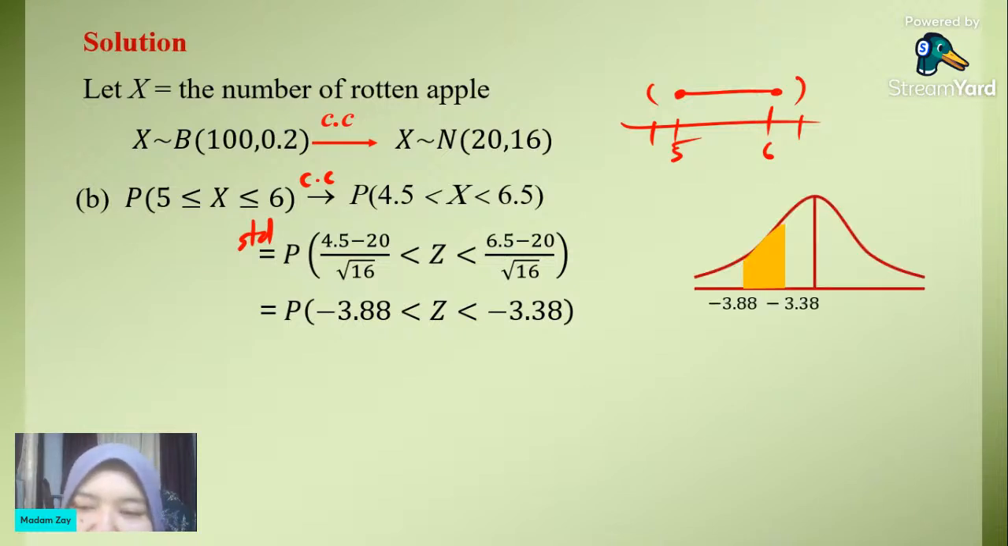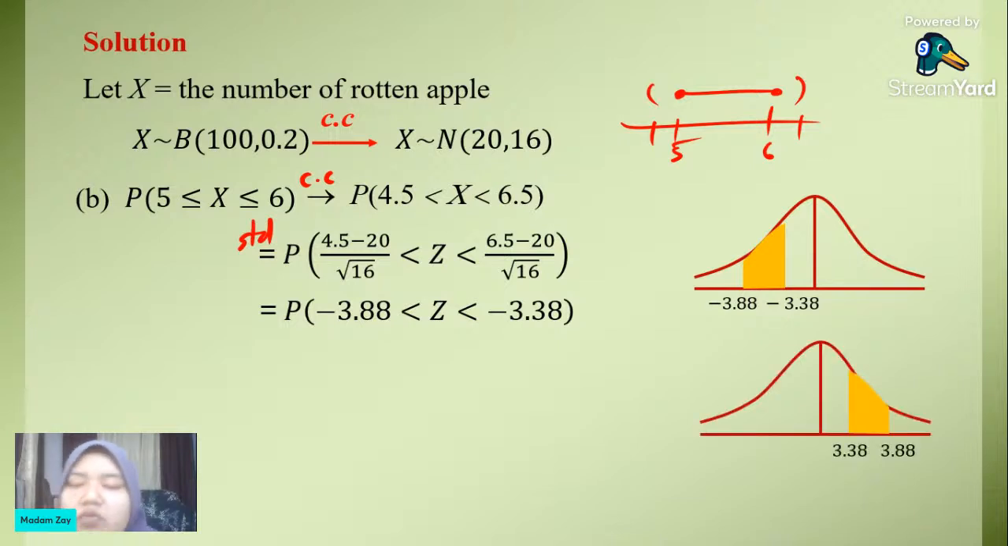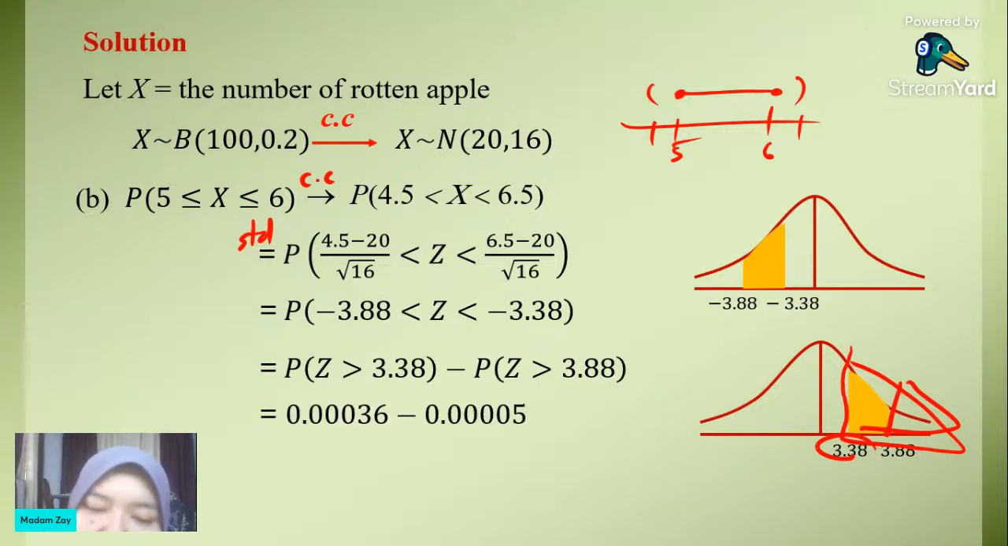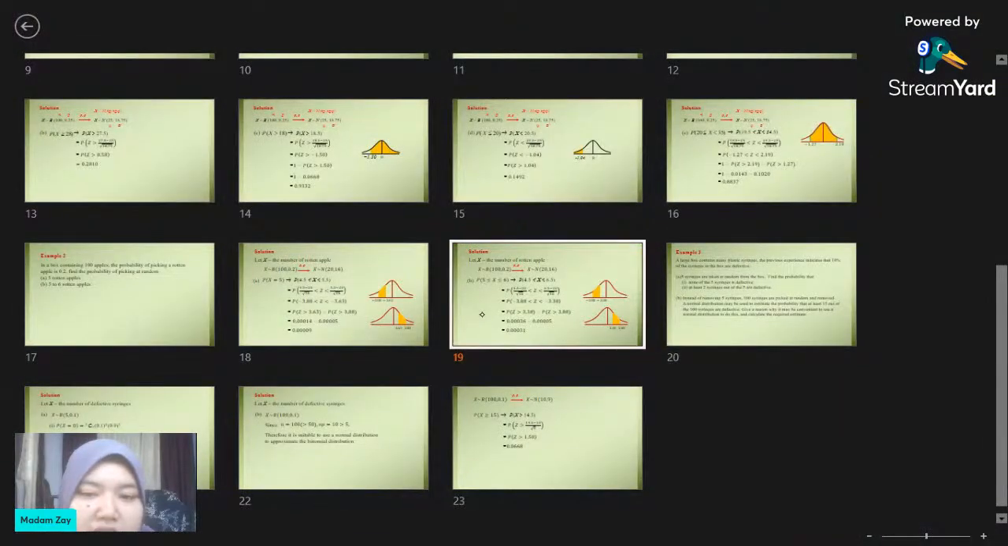Okay, so both are on the left side, so we cannot find from the table. So we do reflection. So both will be positive on the right side. So we take the bigger triangle, which is the triangle for 3.38, minus the smaller triangle for 3.88. So probability of z more than 3.38 minus probability of z more than 3.88. So the value will be 0.00036 minus 0.00005, which is equal to 0.0031. Okay, so this is the answer for example 2.